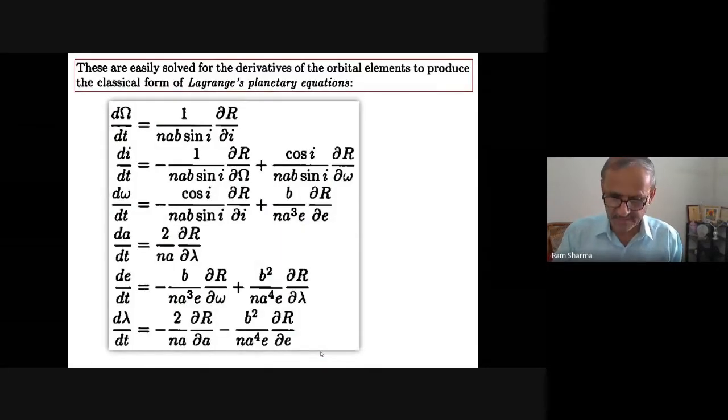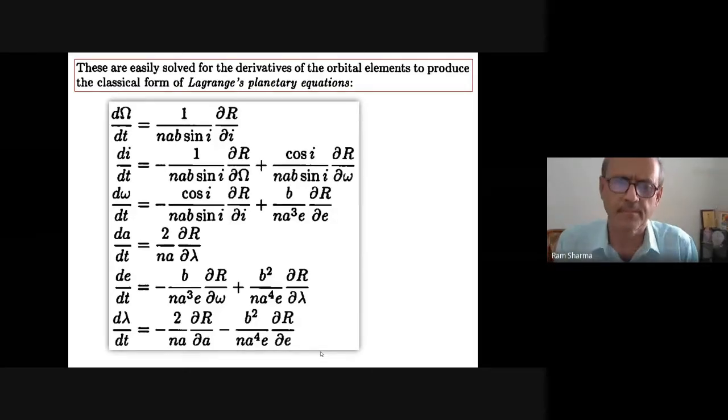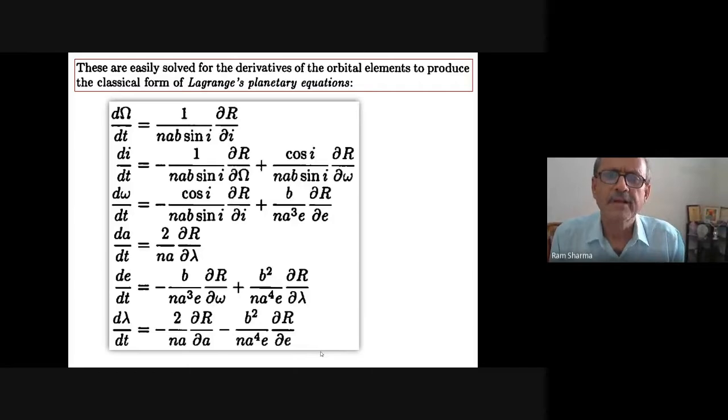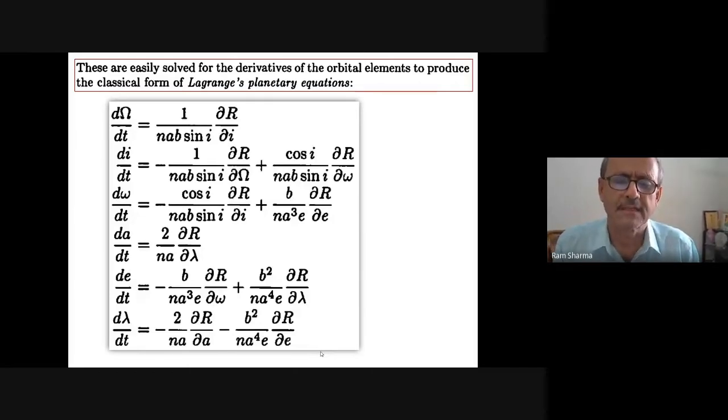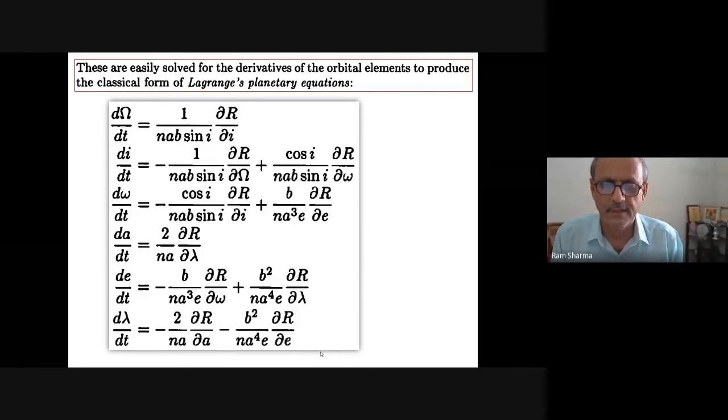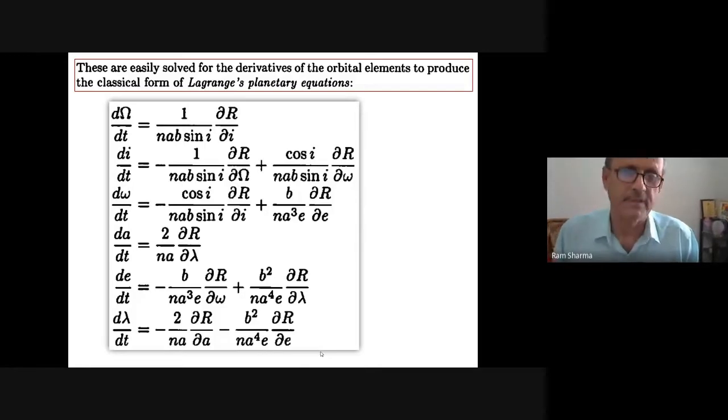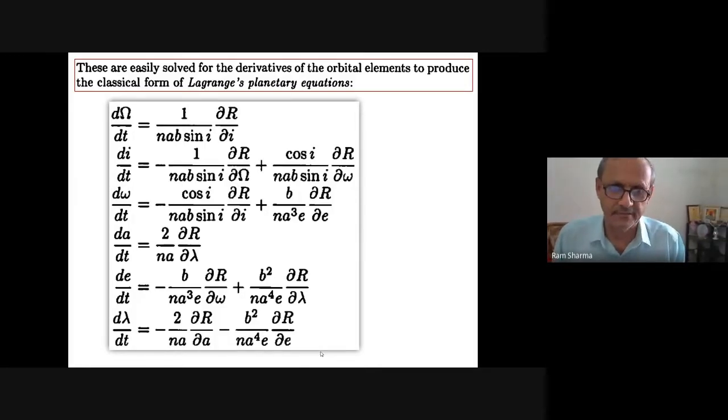McCuskey, as I told you, gives a little better treatment. Maybe I studied it at that time, and Dr. Bhatnagar taught us, so maybe that was it. But it looks to me that that book gives a little better way. But this book may also be okay, because we have to go a little more carefully into the derivation, so we can derive these things. So these are the Lagrange planetary equations.